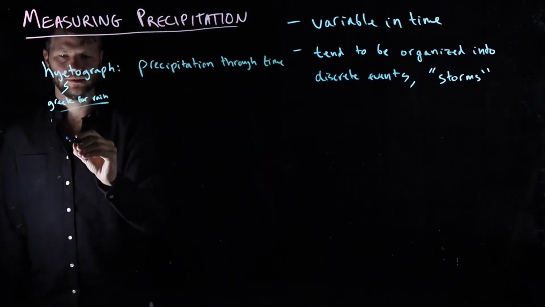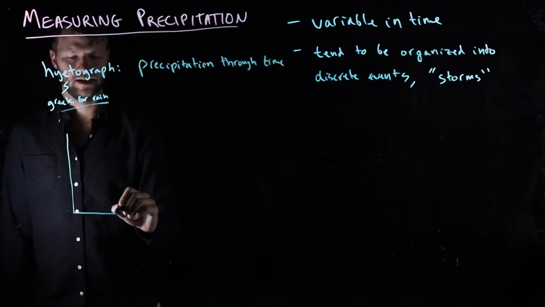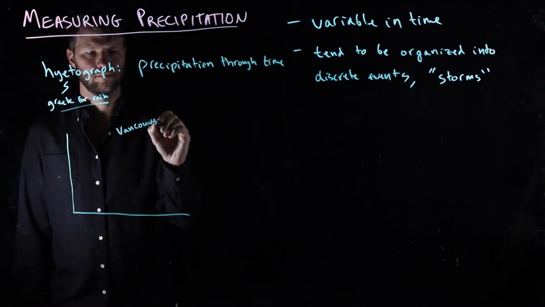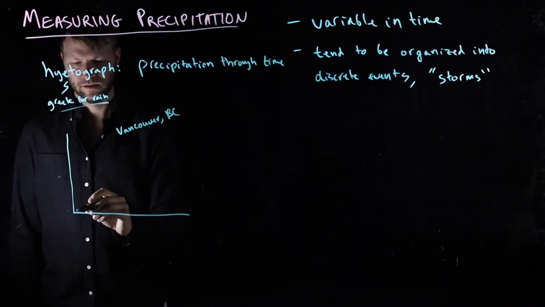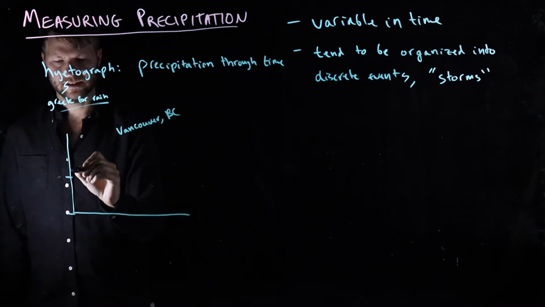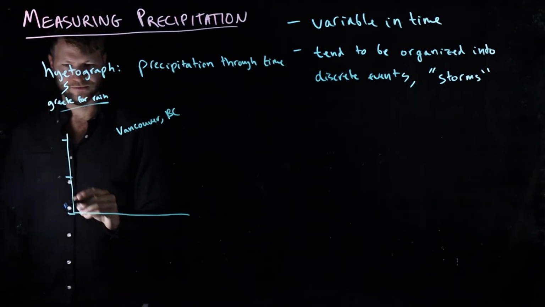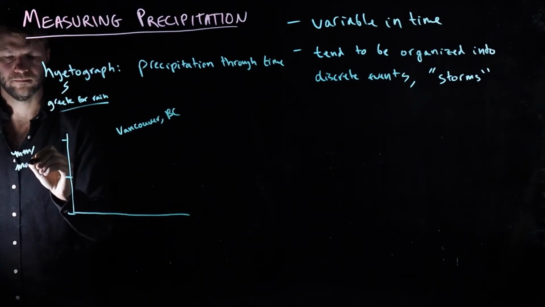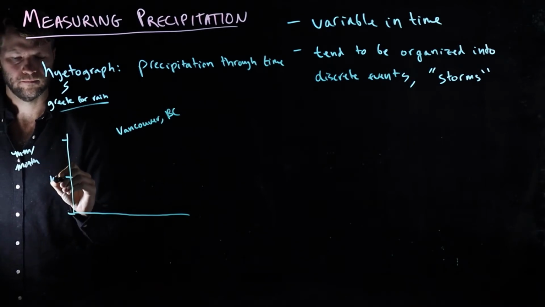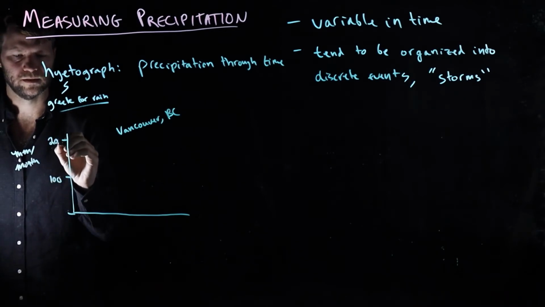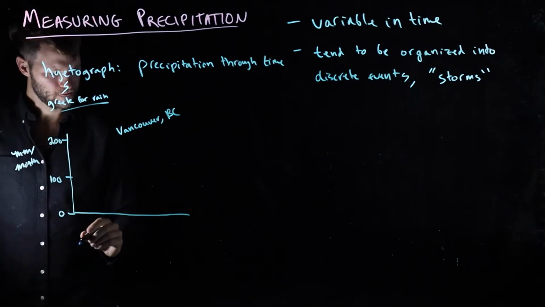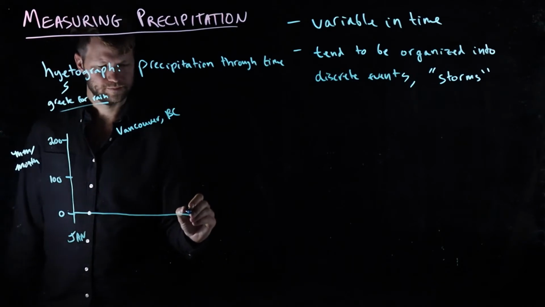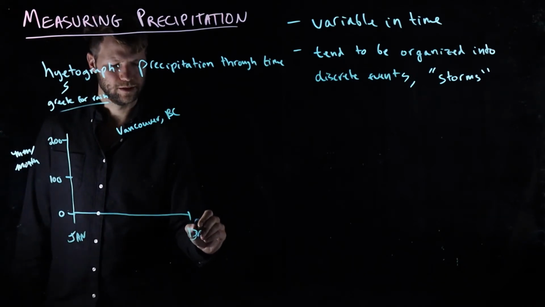Let's consider, for example, a typical annual hyetograph for Vancouver. And on this axis, we will have millimeters per month, going from 0 up to 200. And here we'll have the months of the year, so January to December.